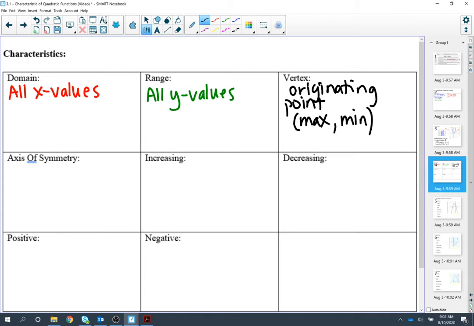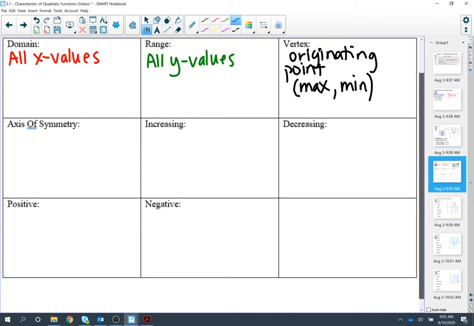Okay, now these are really, really loose definitions. They're actually really not definitions at all. It's just kind of how I think about things. So as we go through this, if you don't like what we wrote here, go back and change it to something you're going to understand. Okay, now originating point, it's either a max or a min. On our next example, when we actually label the vertex and label the axis of symmetry and label some of these things, this is going to make more sense.